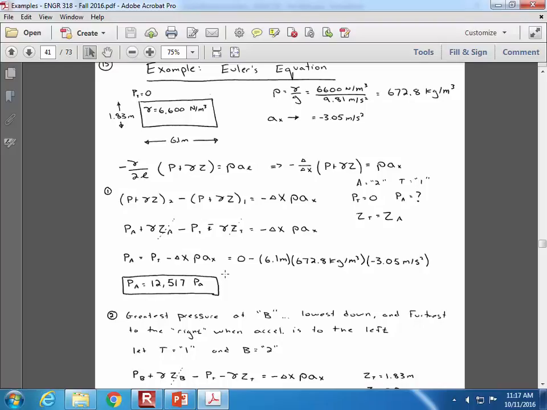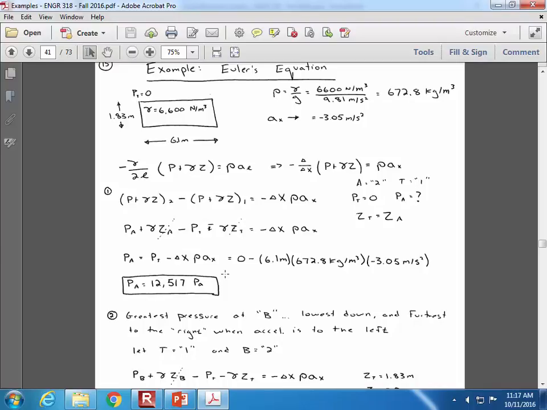So we've got the distance, the density, and the acceleration. So the pressure at A will be 12,517 pascals. And hopefully you can sort of visualize or conceptualize the fact that the pressure at A is going to be high because it's decelerating.